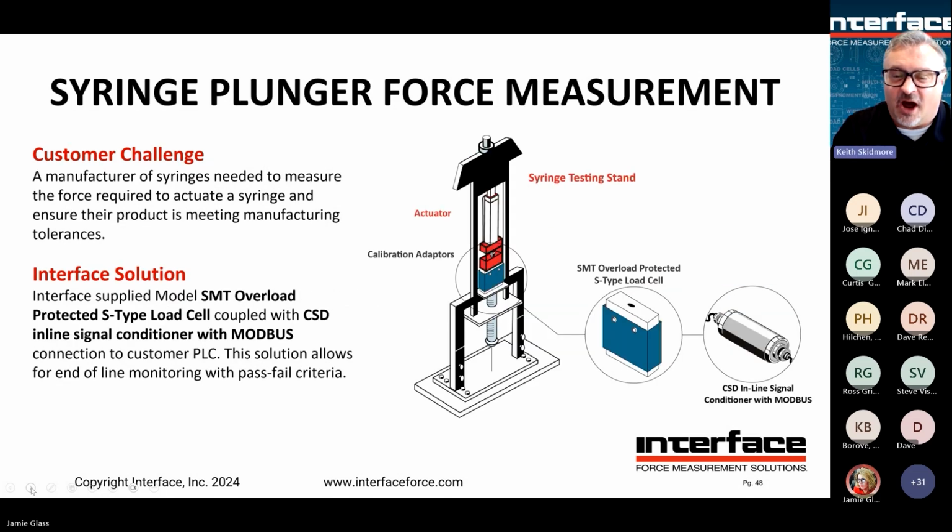This is an application of an automated test for end-of-line testing of medical devices, happen to be syringes. So we have our model SMT overload protected load cell in line with the syringe. Basically, an operator would load the syringe in. Kind of a boring job. Load the syringe in, hit go, and the system will automatically push and pull on the syringe. There's a certain window of allowable forces. If it's too hard or too easy, that's a fail.